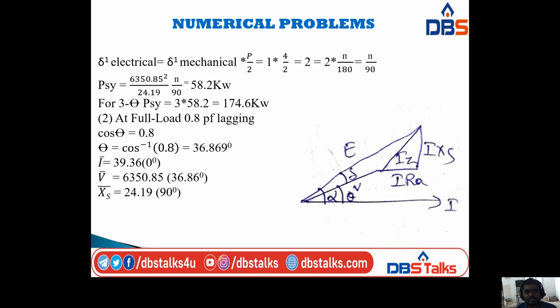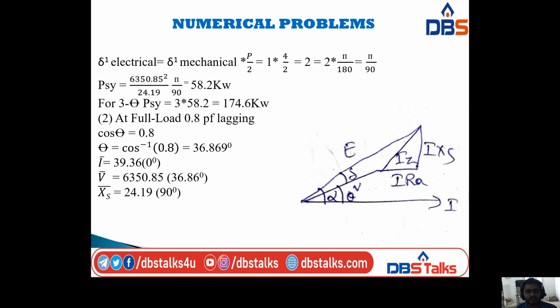If we want to convert this delta dash electrical into radians, that is 2 into pi by 180, which is equal to pi by 90. Using this, we already know the synchronizing power formula, that is V square by XS into delta dash. So we have just calculated the delta dash value, and now we have to calculate the synchronizing power.